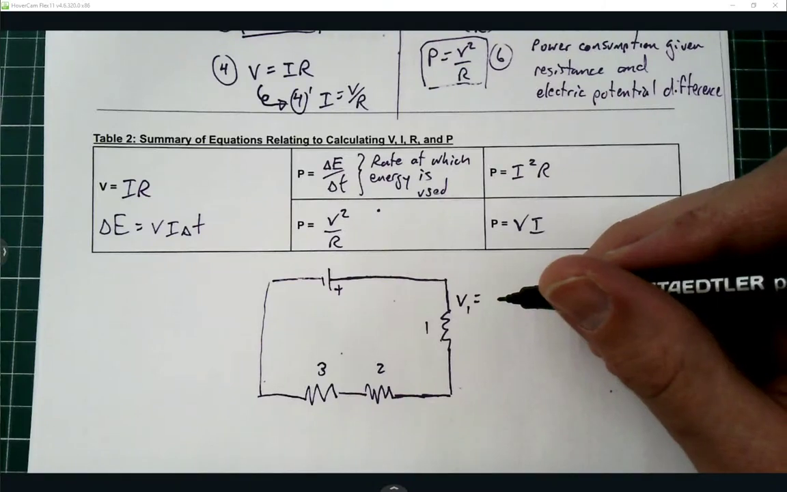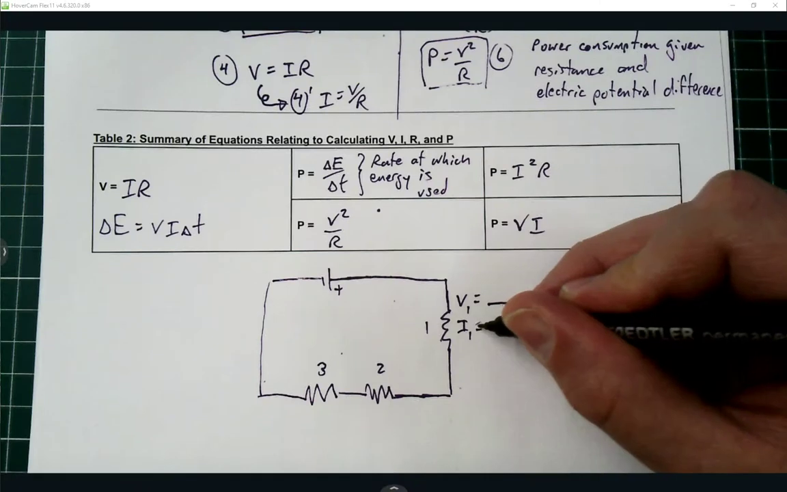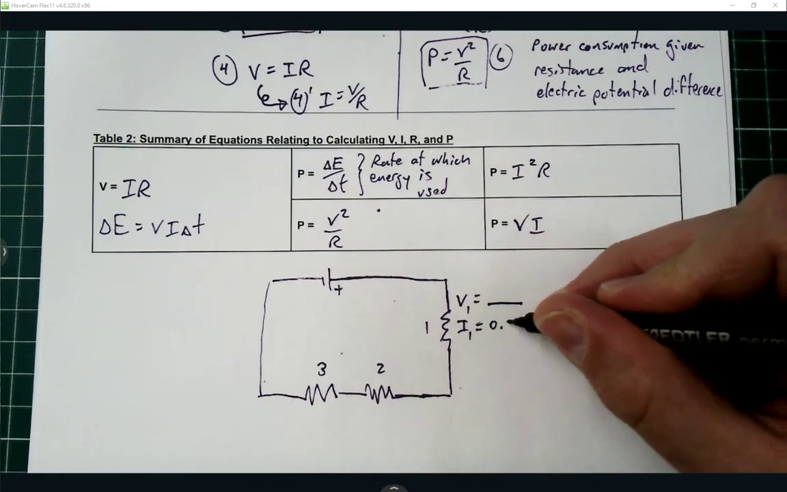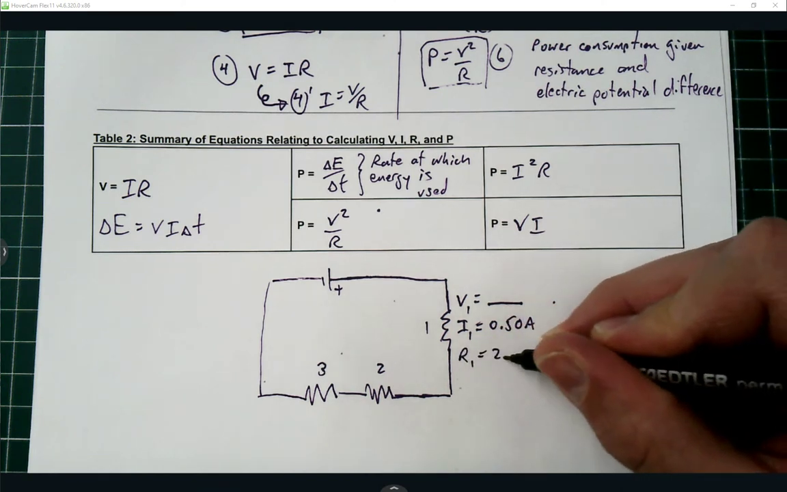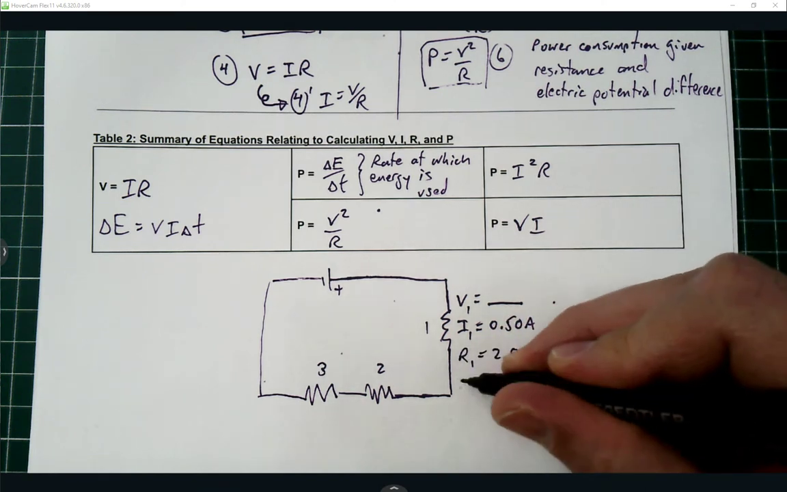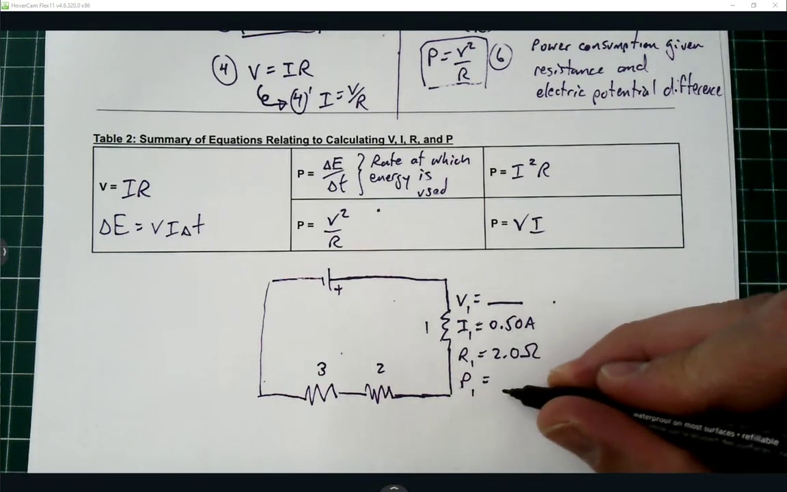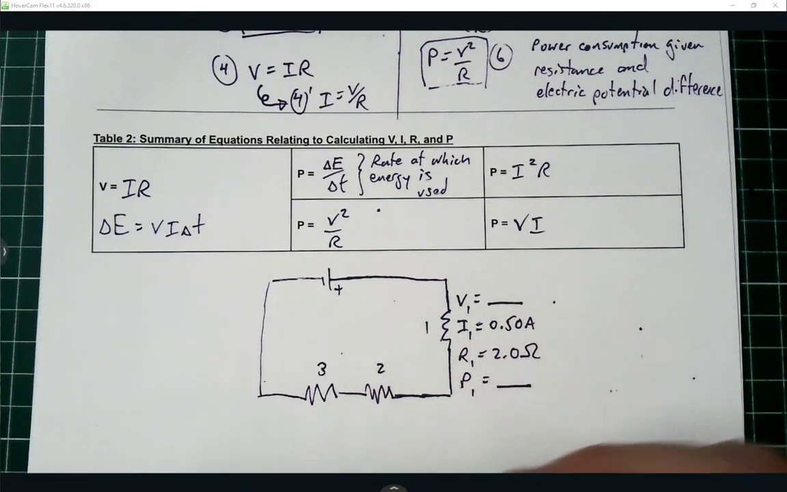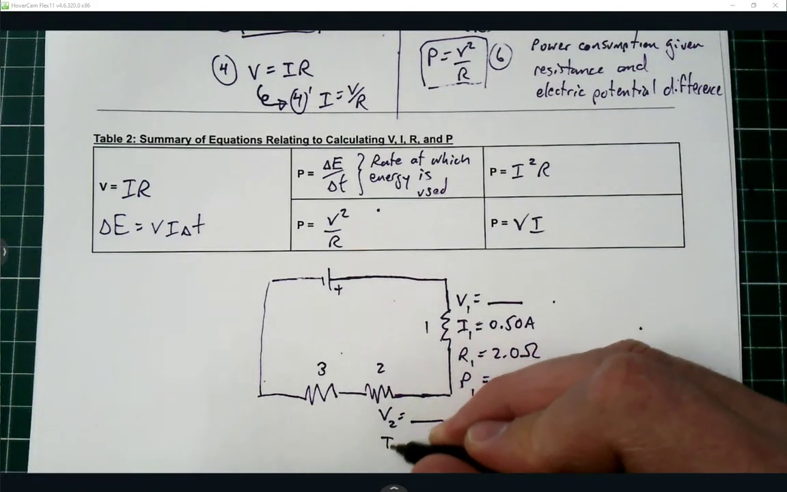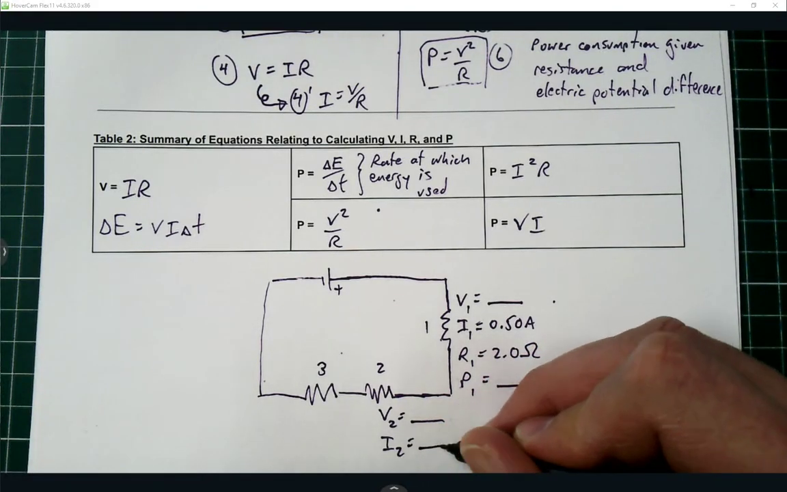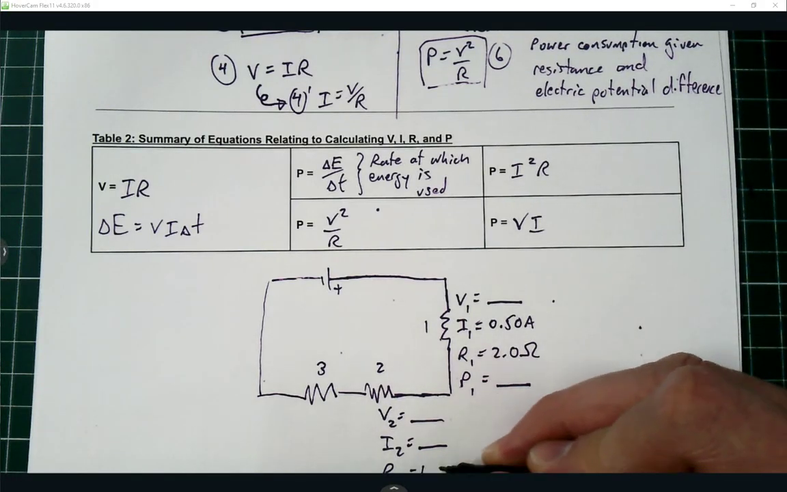And I'm going to space out my values. I've got V1 equals, and I'm going to put a blank. I've got I1 equals 0.50 amps. I've got R1 equals 2.0 ohms. I've got P1, that's the power consumed by that load. I'll leave that as a blank. I've got V2 equals, a blank. I2 equals, a blank. Oh my goodness, there's a lot of blanks here. R2 equals, I'll give you this one, 1.0 ohms.